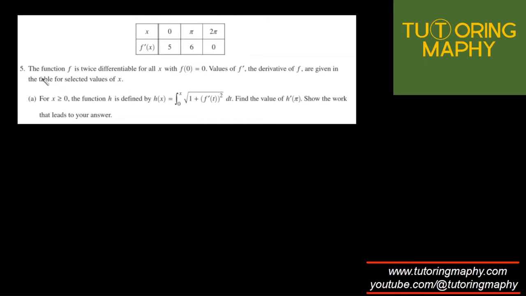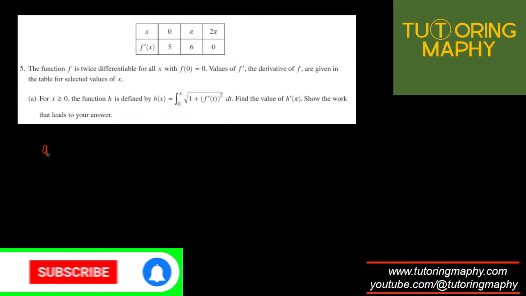The first one says that a function f is twice differentiable for all x, and it's already given that f of 0 is equal to 0. The values of the derivative of the function are given in this table. For positive x, the value of another function h is defined by this integral. So we have to find the value of h prime of pi and show the work that leads to our answer.